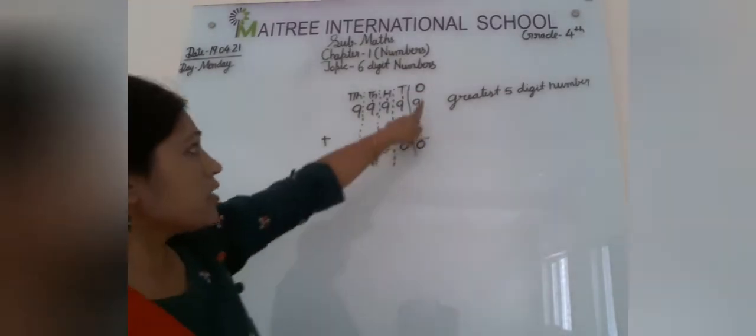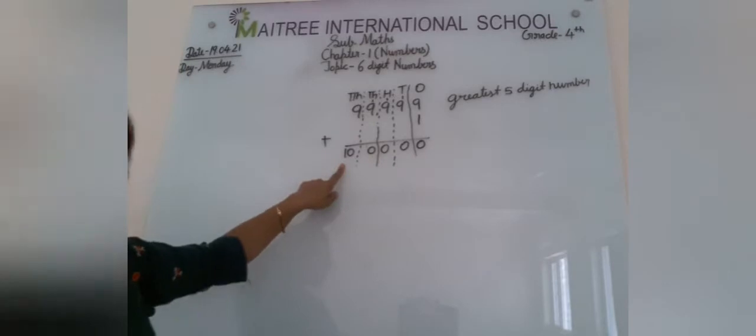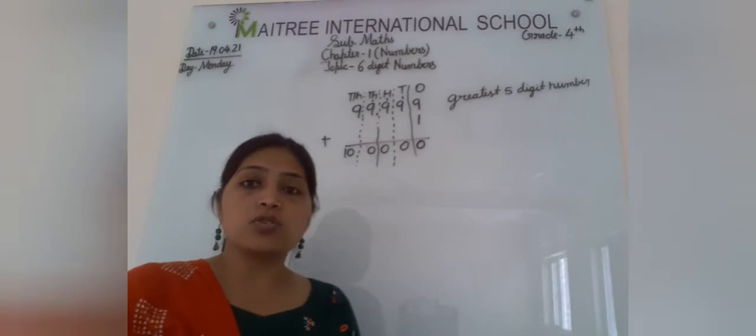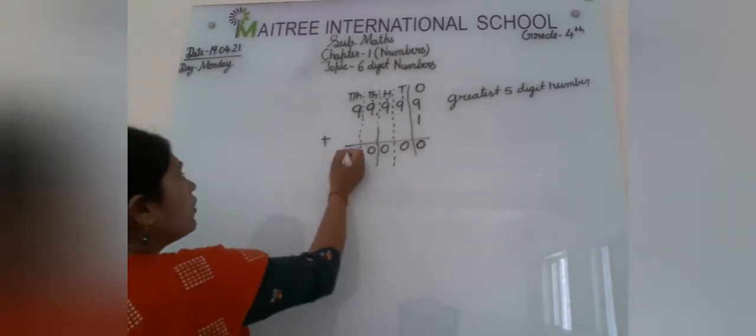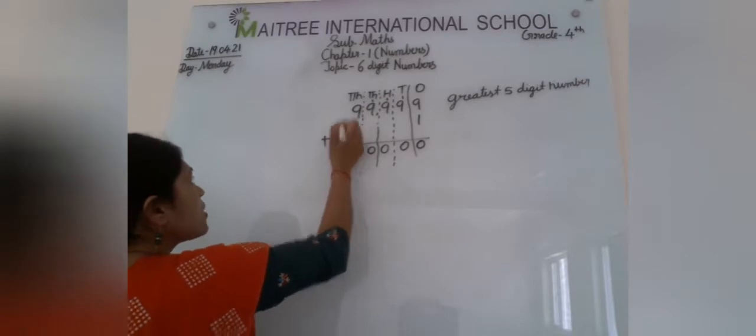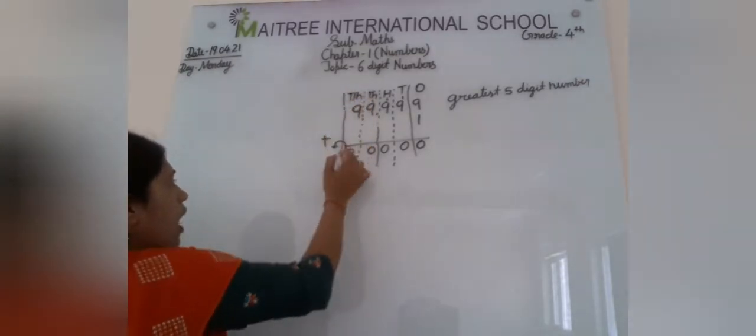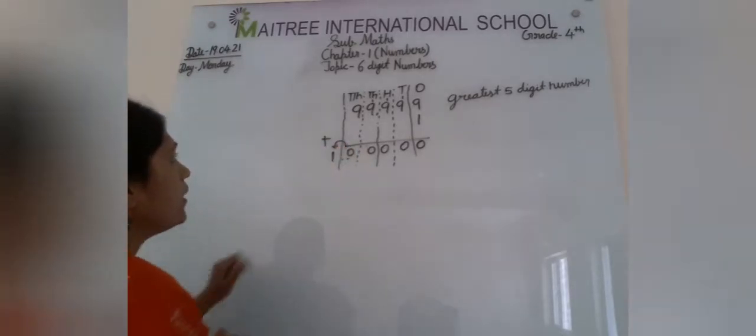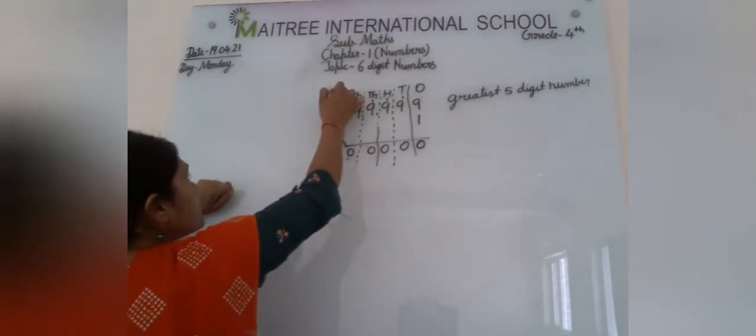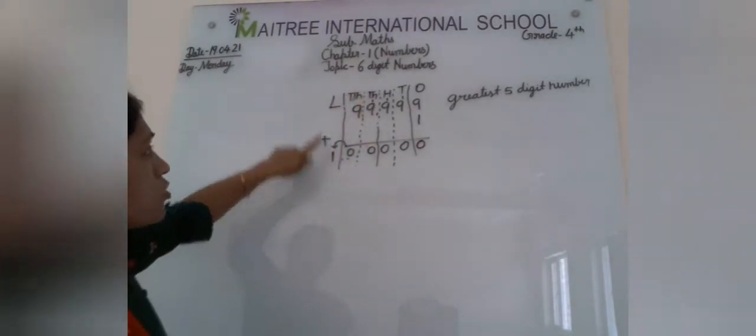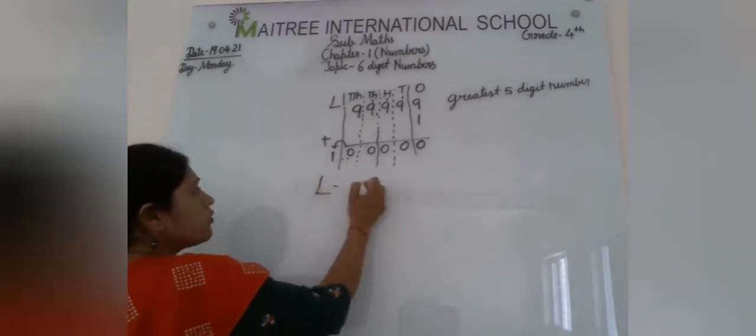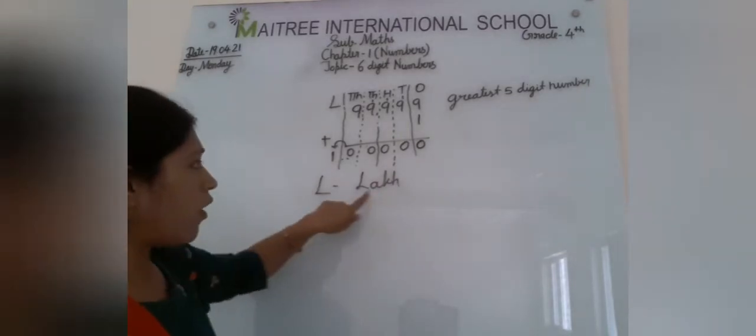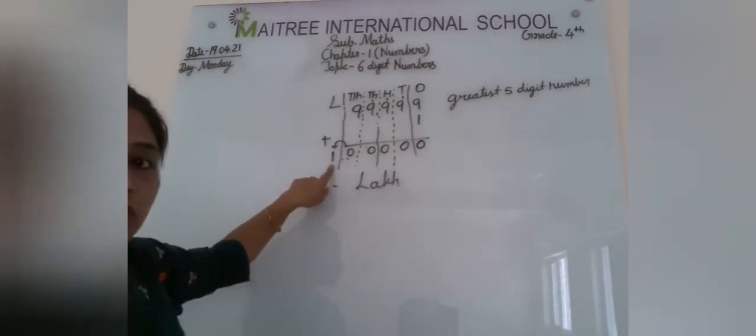See here, in each house we have a single digit, but here we have 2 digits and we cannot keep the 2 digits in a single house. So now what will we do here? We will shift this one to the next house. I am erasing this one from here and shifting it here, and I am giving you one new place here, L. Here L stands for lakh, and it's a new house, a new place you can see.